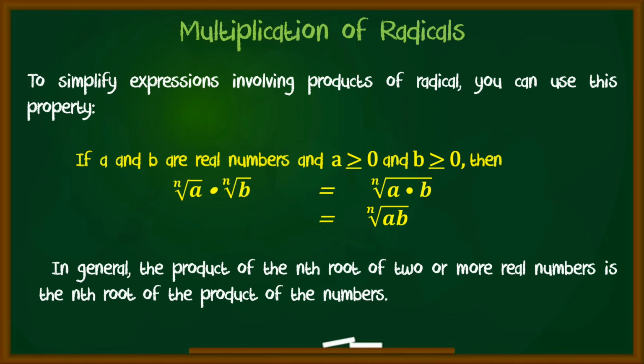To simplify expressions involving products of radicals, you can use this property. If A and B are real numbers and A is greater than or equal to 0 and B is greater than or equal to 0, then the nth root of A times the nth root of B is equal to the nth root of the product of A and B. So in general, the product of the nth root of two or more real numbers is the nth root of the product of the numbers.